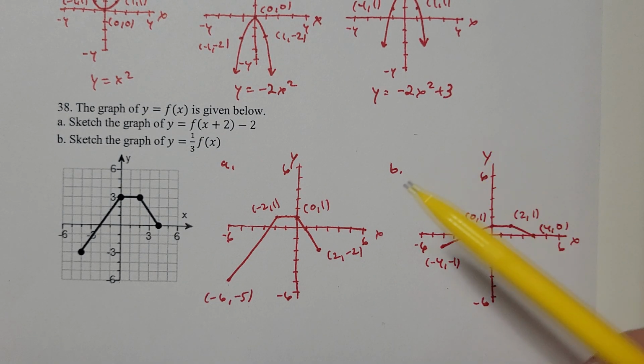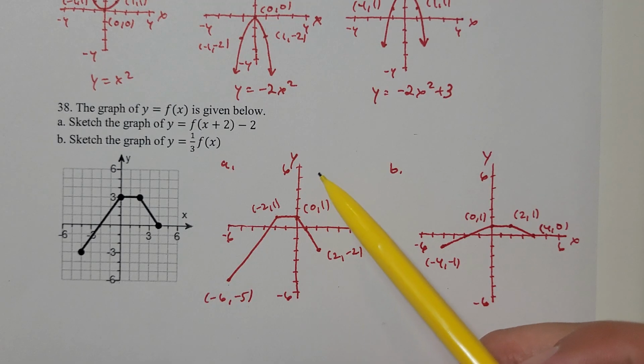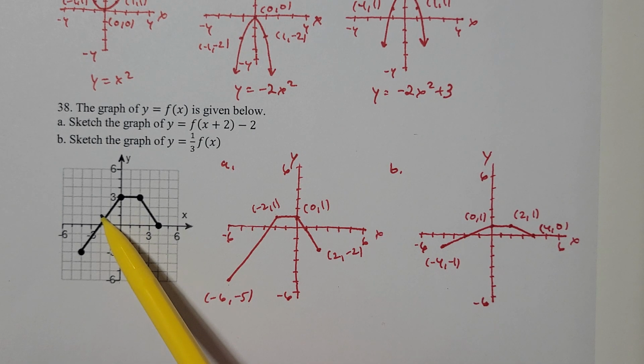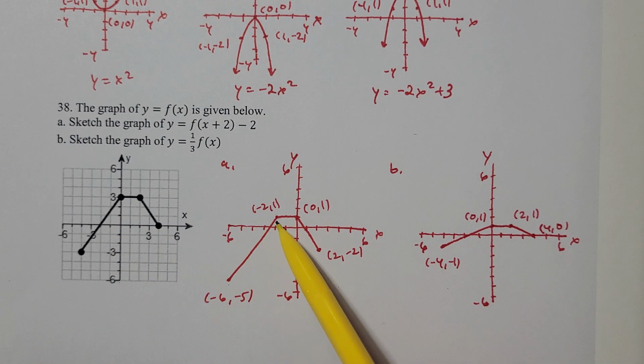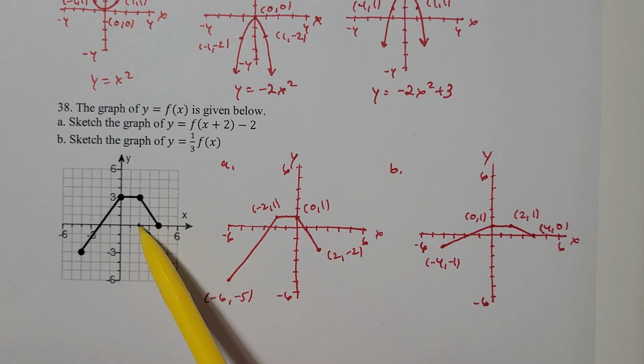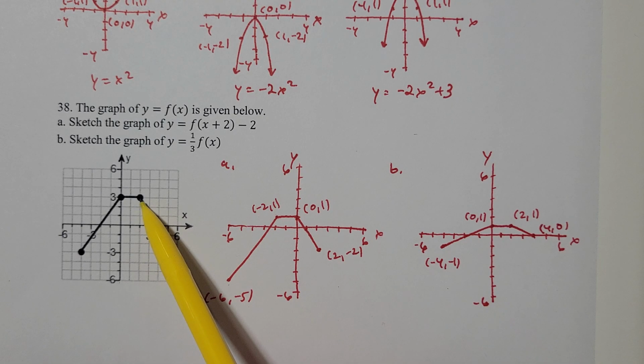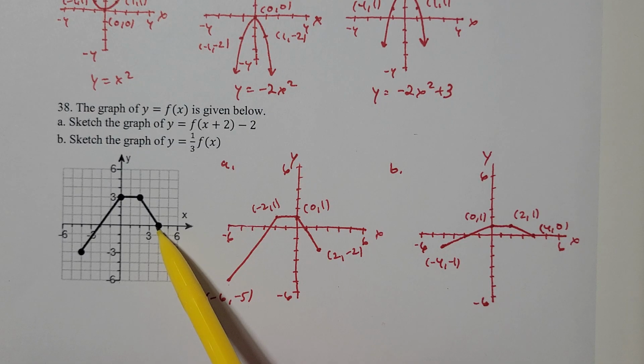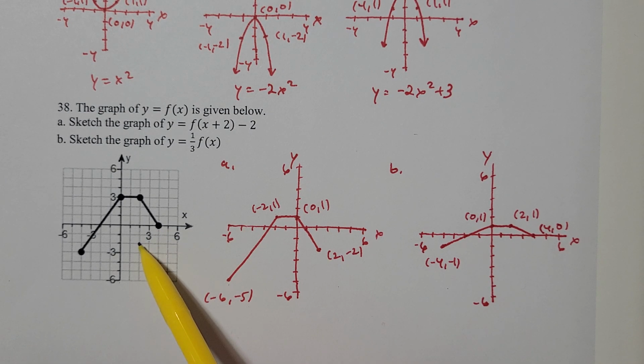So let's see where these points are going to go. Here's 0, 3. When I go down 2 and to the left 2, that puts me at negative 2, 1 on this graph. Here's 2, 3. When I go to the left 2 and then down 2, that puts me at 0, 1. Here's the point 4, 0. When I go down 2 and to the left 2, that puts me at 2, negative 2.